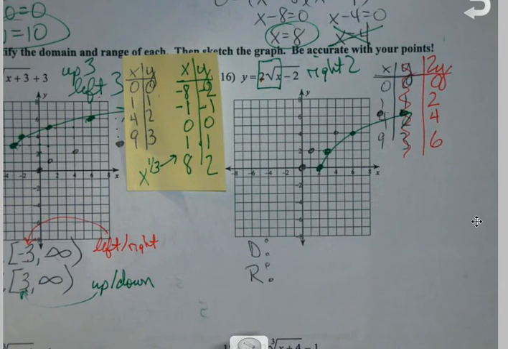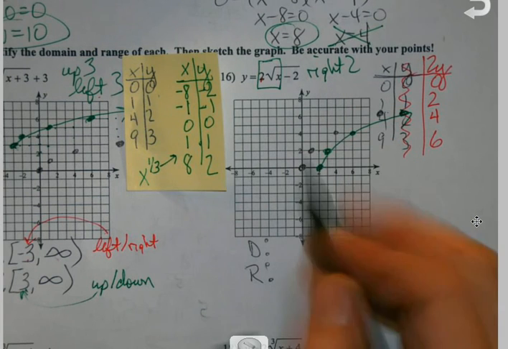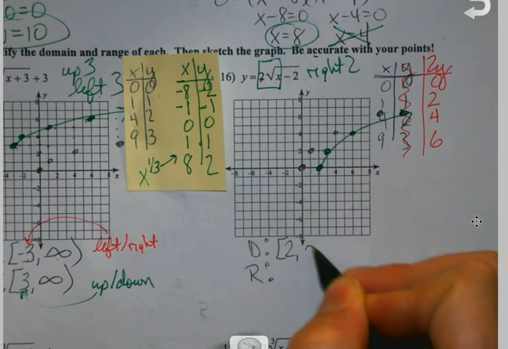Then I go, okay. Let's think about this for a second. Okay, domain is my x values from left to right. Where does my x value start? 2, because I went right 2. So my domain's 2 to infinity.